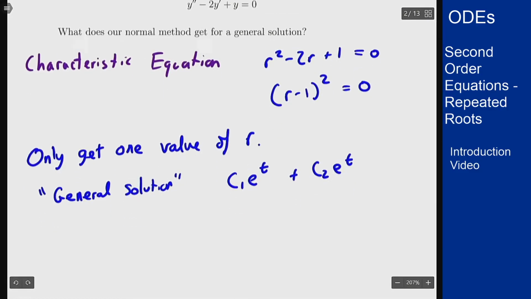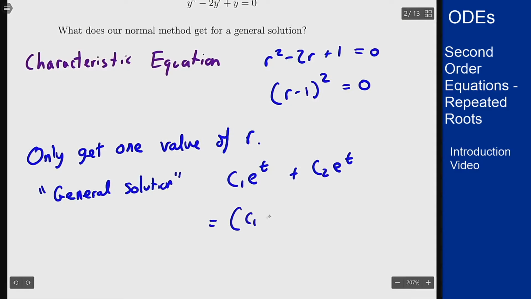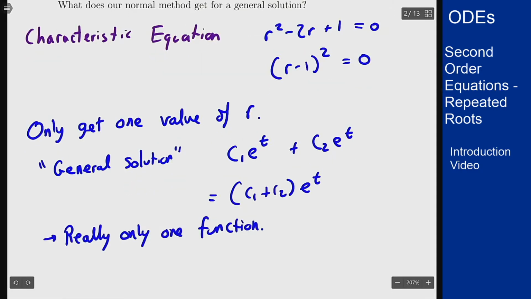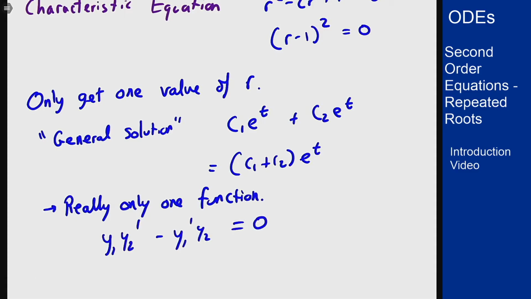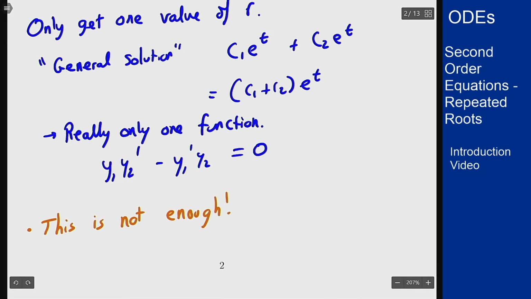But there's a problem here. This is the same thing as just (c1 plus c2) times e to the t, so it's really only one function. And if you work out the Wronskian or any sort of calculation of these being linearly independent functions, these are not. They're the same function. That y1 times y2 prime minus y1 prime times y2 is going to evaluate to 0, so these aren't linearly independent, so I can't actually use it to get every initial condition. So this one solution I get, this e to the t, is not enough. I need to find some way to get some other solution to this problem.